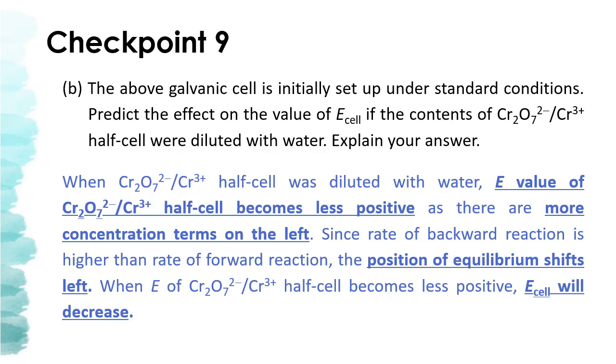As a result, the reduction potential of this half cell will become less favorable because the POE shifts left, which means oxidation is now favored. So the E cell will decrease, because Cr2O7 2- / Cr3+ is actually the E reduction. Your E cell equals E reduction minus E oxidation. The E reduction decreased, but the E oxidation remains the same. So the effect is your E cell will decrease.